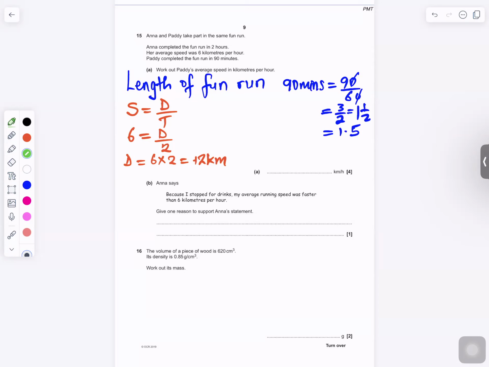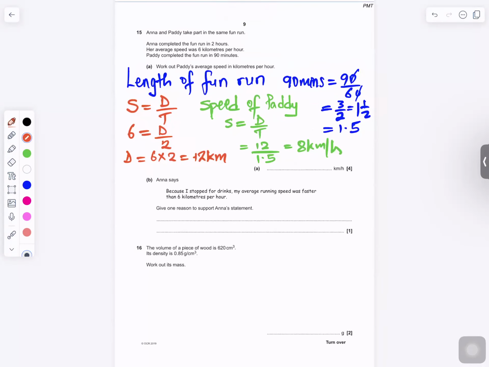Now we know speed for Paddy. The speed of Paddy. That's the name, put it in capital letters. Speed of Paddy is distance over time. 12 over 1.5. 12 divided by 1.5 will give you 8 kilometers per hour. And then Anna says, can you read that for me? Wait, so we use the same, what's it called? Kilometers for Paddy. Yes, the distance is the same because they are running the same distance. Oh, okay. What changes is the time.